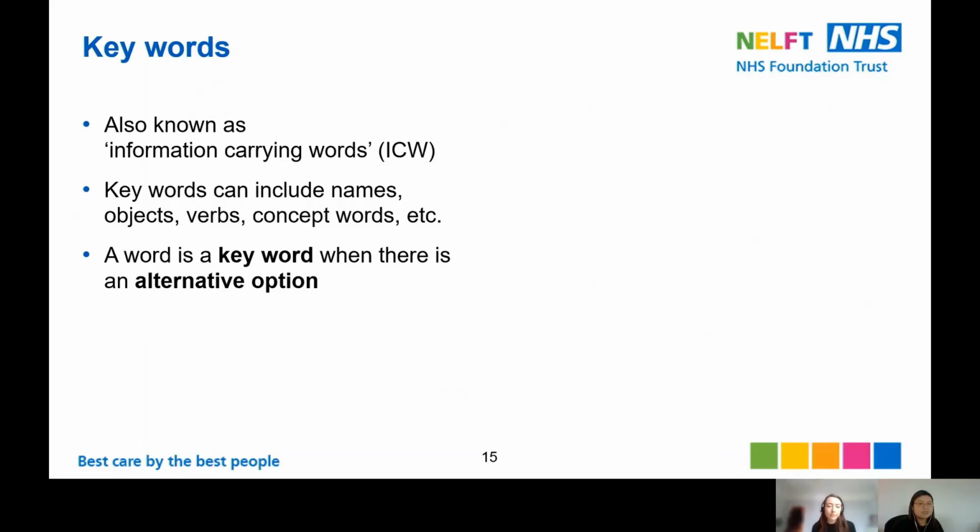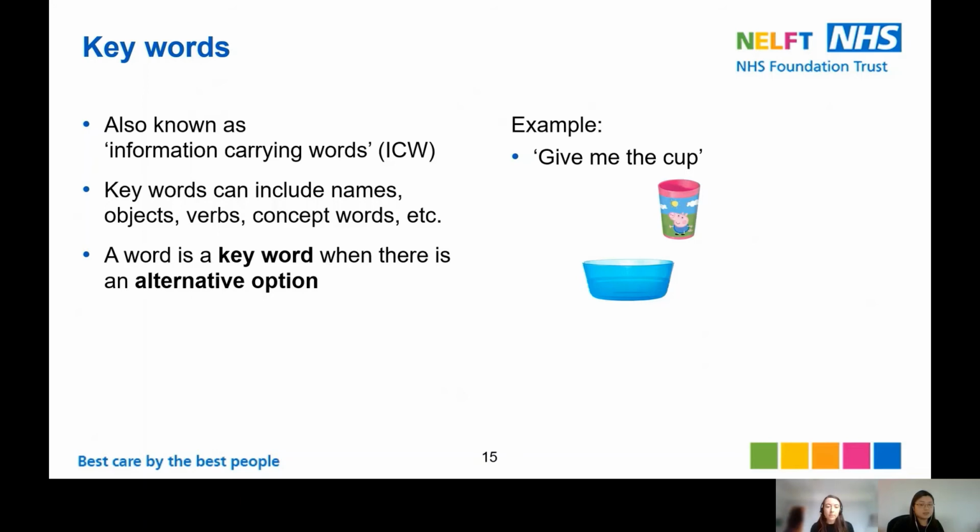So, to illustrate this, in the instruction, give me the cup, you might think that there are 3 keywords. However, if there is only one cup in front of the child or the young person, there is actually no keywords, especially if you stick your hand out towards a child, because your action implies that the child should place the object in your hand. When there's a bowl and a cup in front of the child, then this instruction will contain 1 keyword. And it is the same in the presence of a phone and a ball as well.